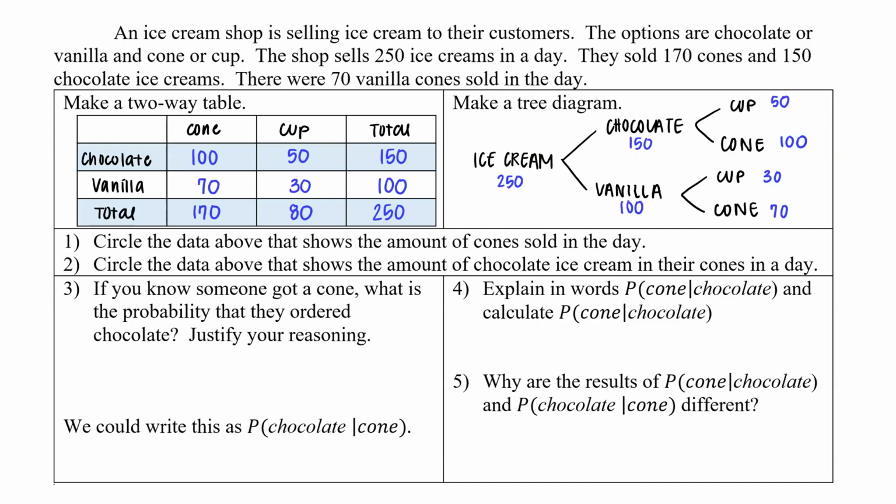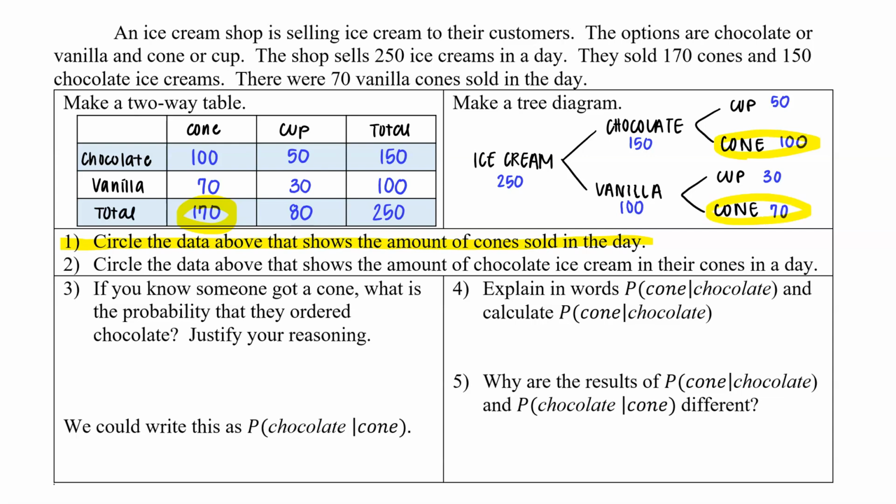In number 1, you're asked to circle the data above that shows the amount of cones sold in the day. Using a highlighter, the total number of cones sold in the day from the two-way table can be seen here as a total, 170 cones.